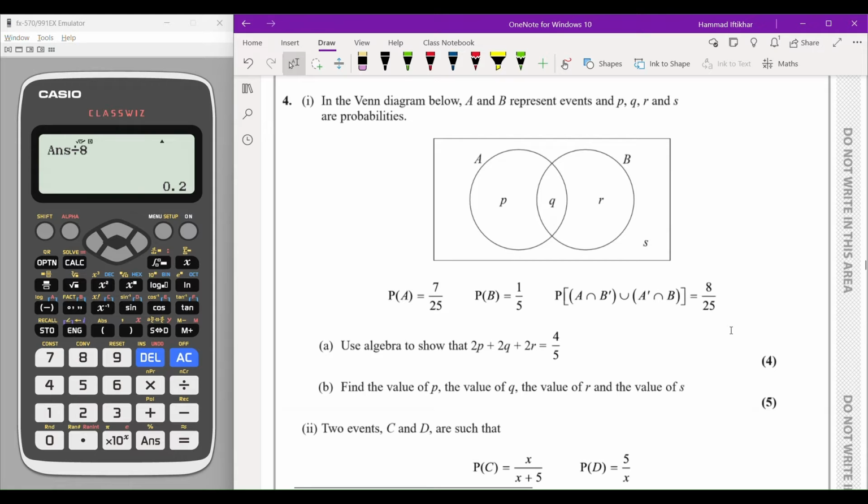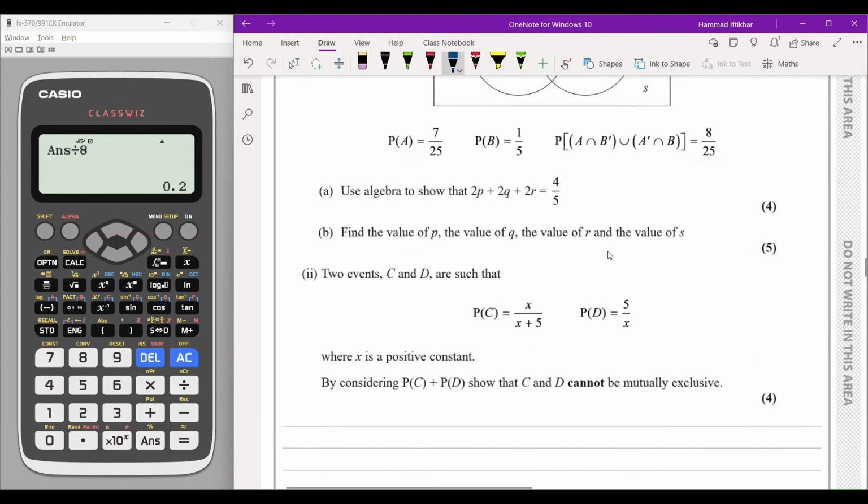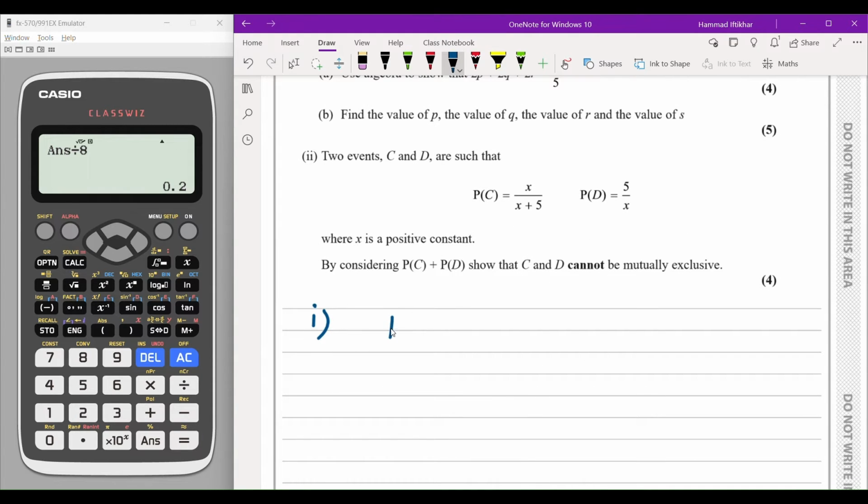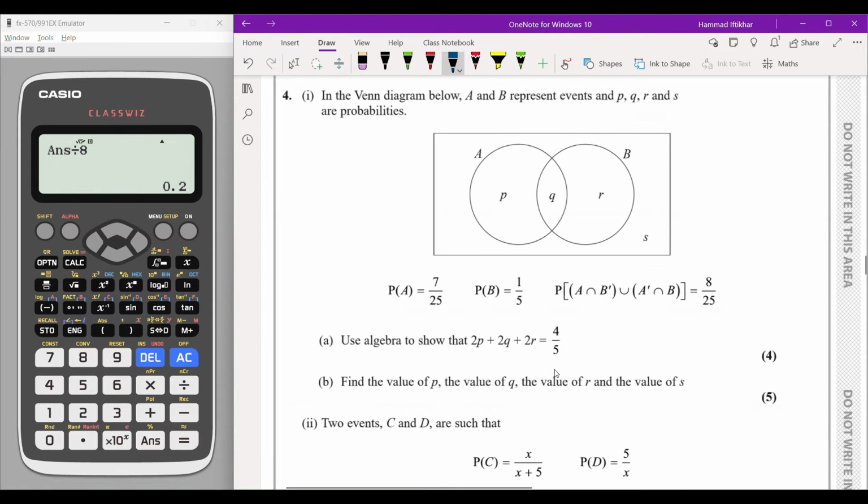In the Venn diagram, A and B represent events and P, Q, R, S are probabilities. Probability of A is 7 over 25, probability of B is 1 over 5, and the probability of A complement intersection B plus A intersection B complement is 8 over 25. Use algebra to show that 2P plus 2Q plus 2R is equal to 4 over 5. Okay, so first off, all of these will add up equal to 1. So we know this. This is the first thing we know. P plus Q plus R plus S is going to be 1.